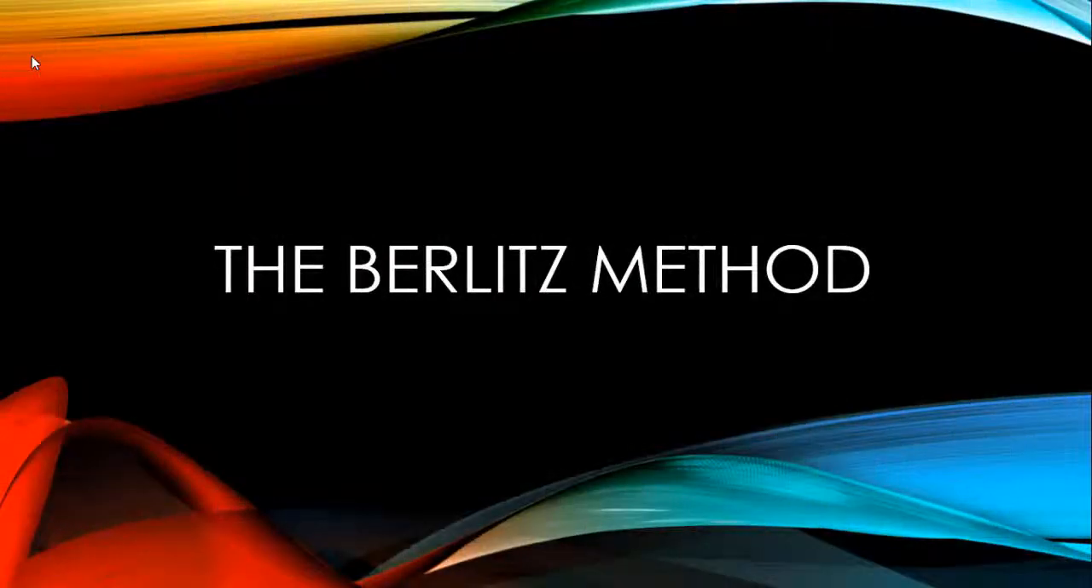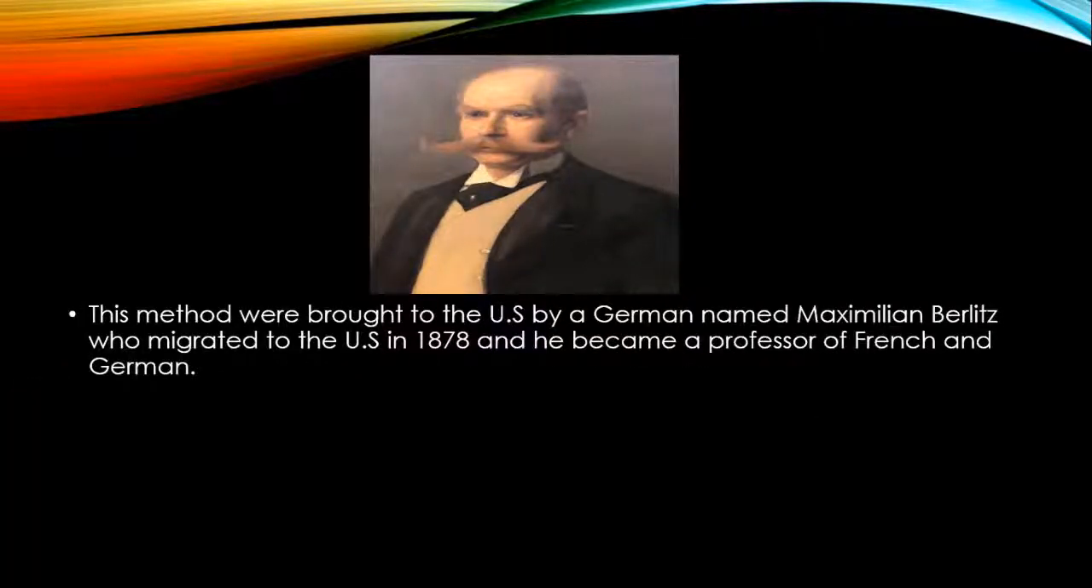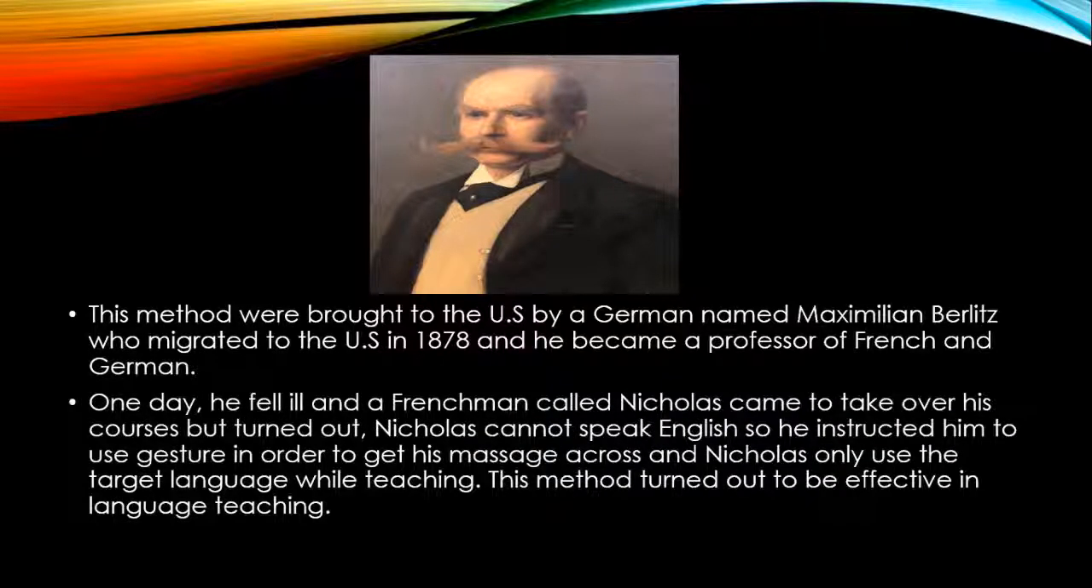The Berlitz method. This method was brought to the U.S. by a German named Maximilian Berlitz who migrated to the U.S. in 1878, and he became a professor of French and German. One day, he fell ill and a Frenchman called Nicolas came to take over his courses, but it turned out Nicolas could not speak English, so he instructed him to use gestures in order to get his message across, and Nicolas only used the target language while teaching. This method turned out to be effective in language teaching.